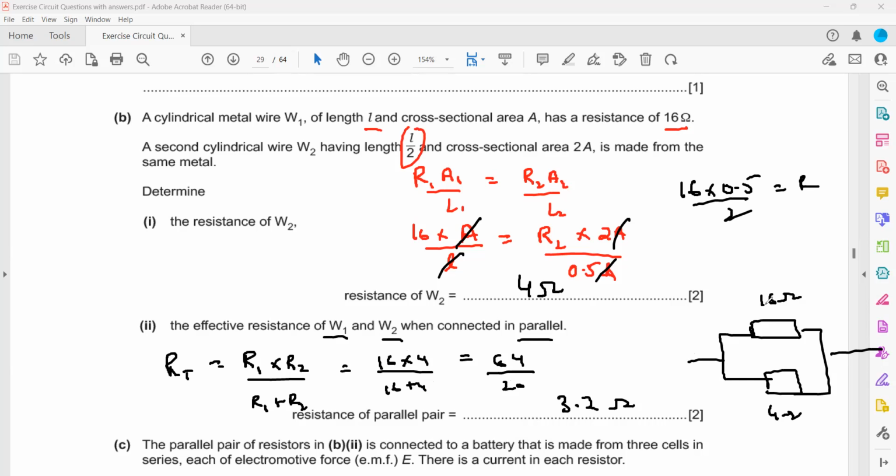You can see that when we work out the combined resistance of parallel, the total resistance will always be smaller than the smallest one in the combination. The smallest one in the combination is 4, and the final answer is less than 4. So whenever two resistors are connected in parallel, the combined resistance decreases. If they are in series, the combined resistance will increase.